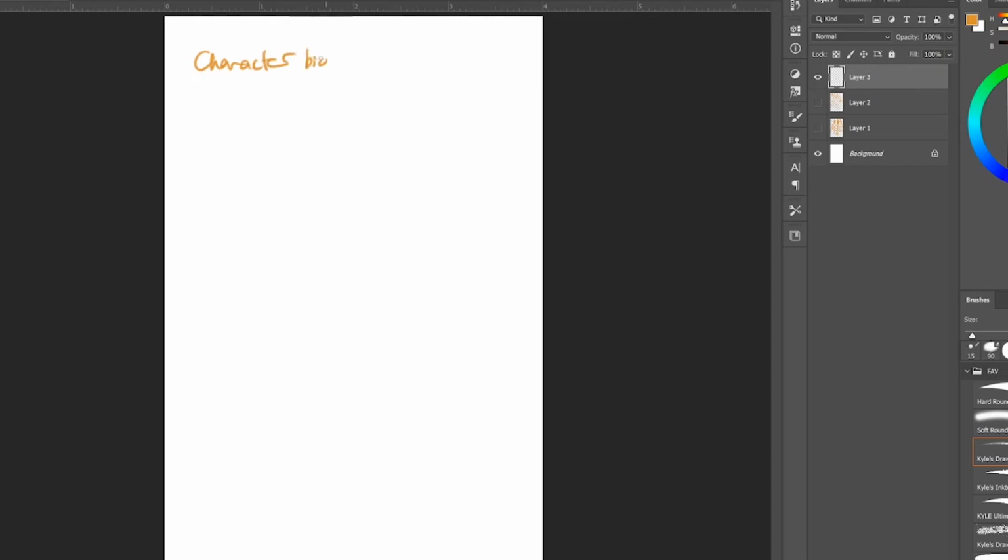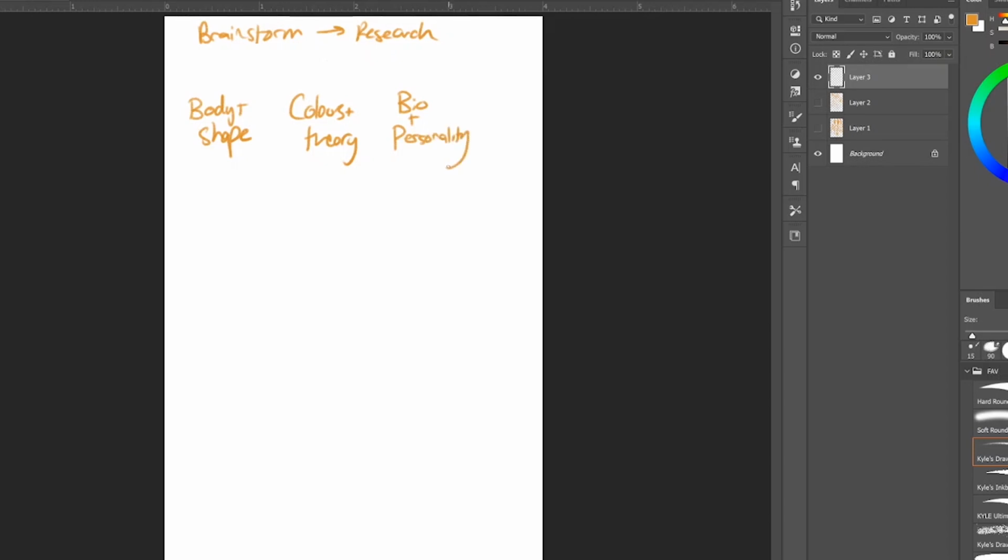How I like to design a character is I start with the brainstorm, the initial concept. And then if from that concept there are parts of the design that I don't know how to draw, then you do research. And then there are different areas of character design that all work together. Every single part goes back and influences another part. There's the body type and shape language category, colors and color theory category, the character bio and personality category, and then you have the style, clothing, climate category. And every single part of the character design relates back to each other.